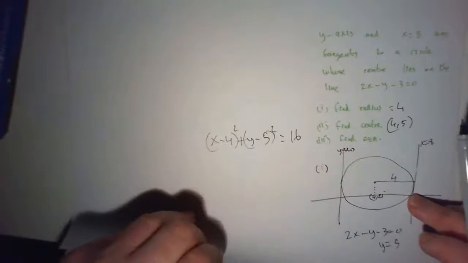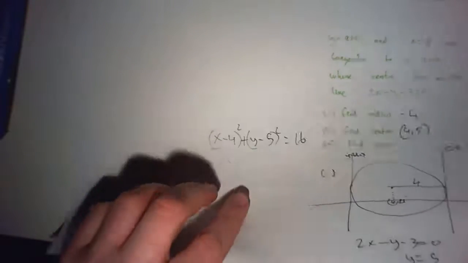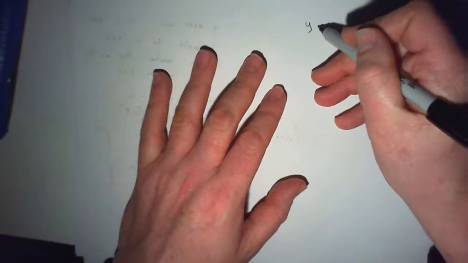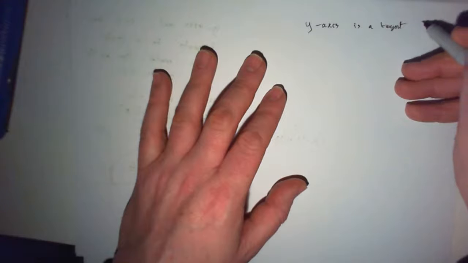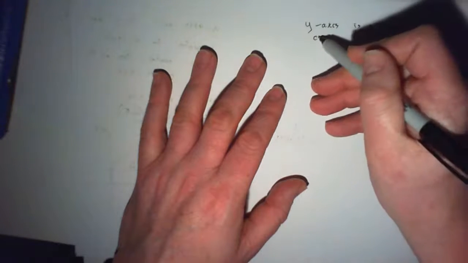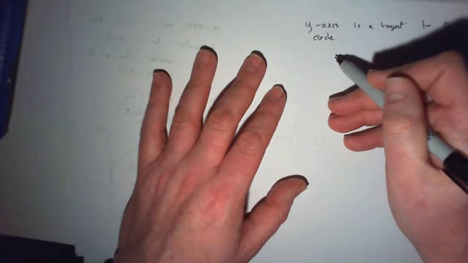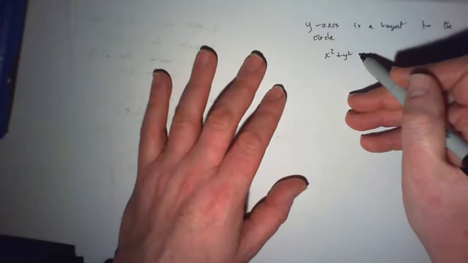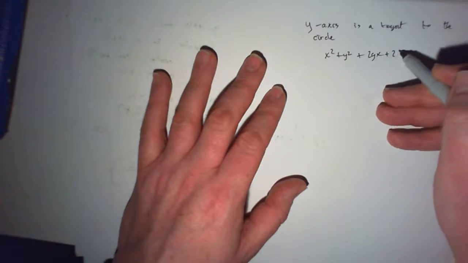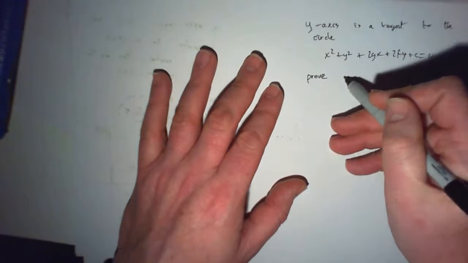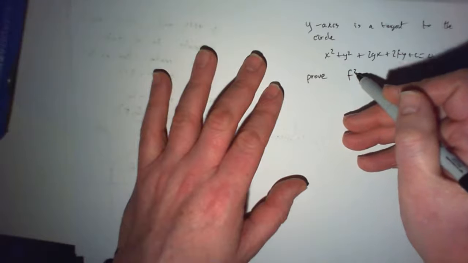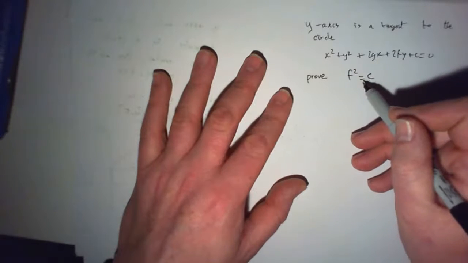Okay, so we'll try a tougher one. Hope that was just a tease for a really tough one. Let's say that the y-axis is a tangent to the circle x squared plus y squared plus 2gx plus 2fy plus c equal to 0. I want you to prove that f squared is equal to c. That's the first thing I want you to prove.